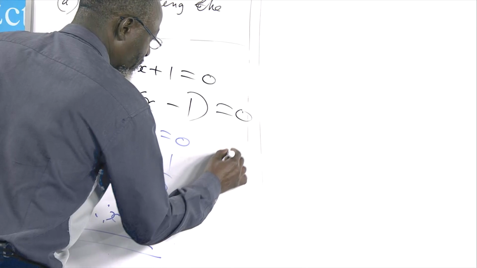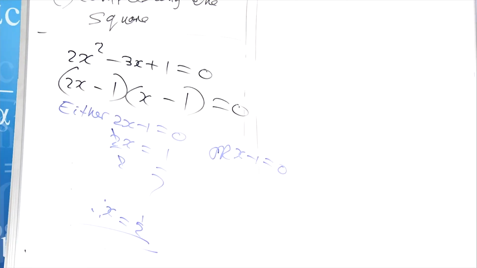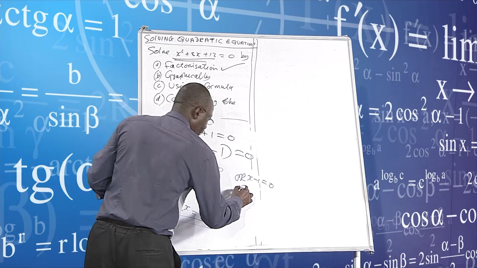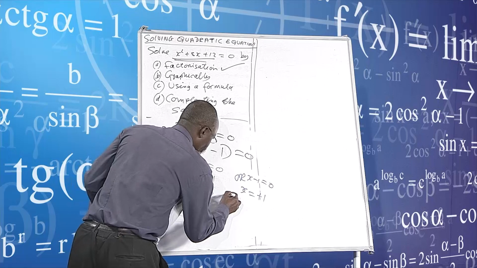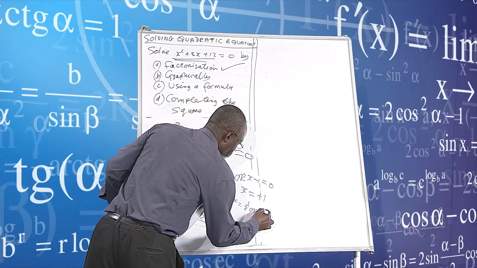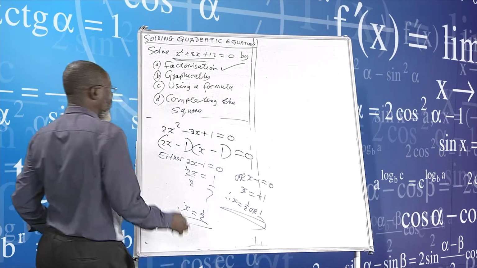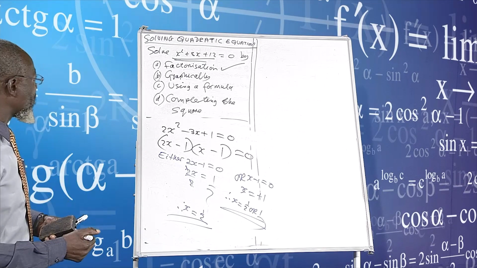X minus 1 is equal to 0. Which means I can now say x is equal to plus 1. So therefore, x is equal to half or 1. So this is the solution of this particular problem, by using factorization.